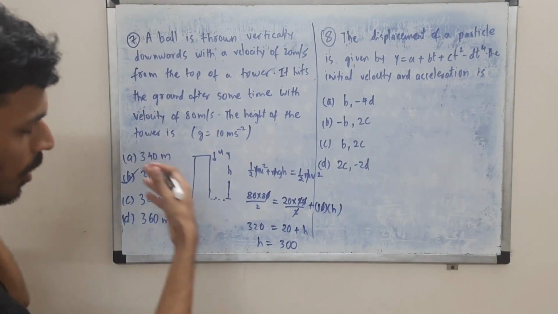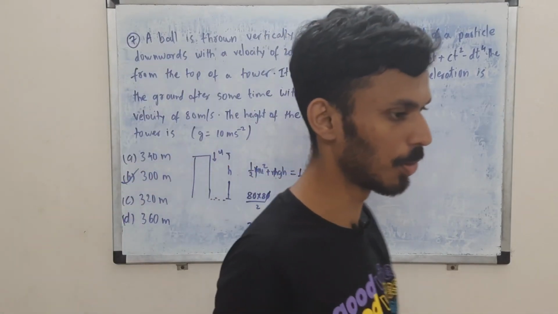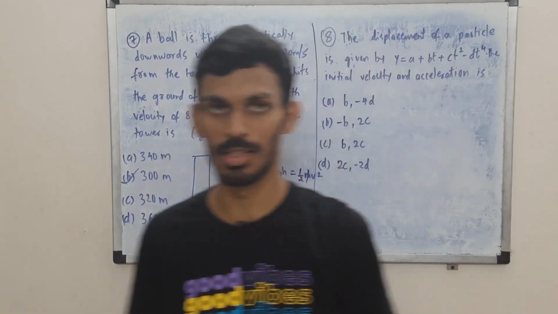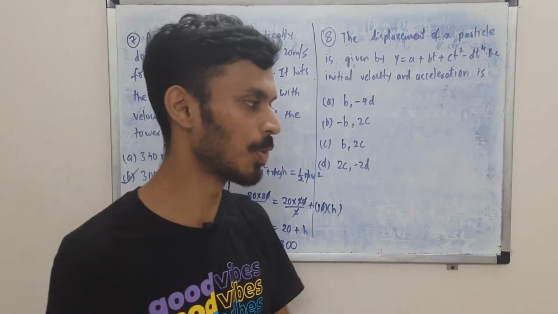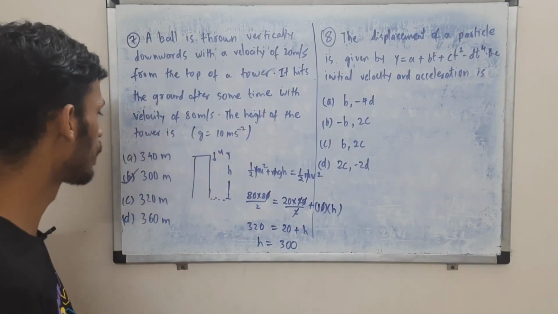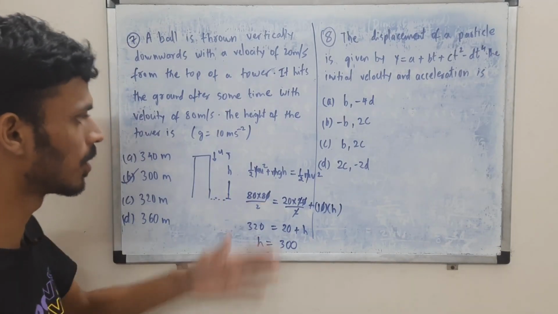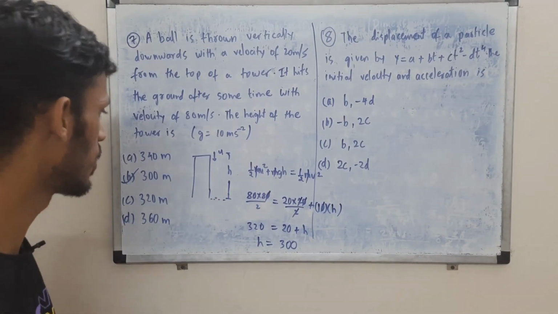So you can either use v square is equal to u square plus 2gh, or you can also use conservation of energy, and you will get to the answer.